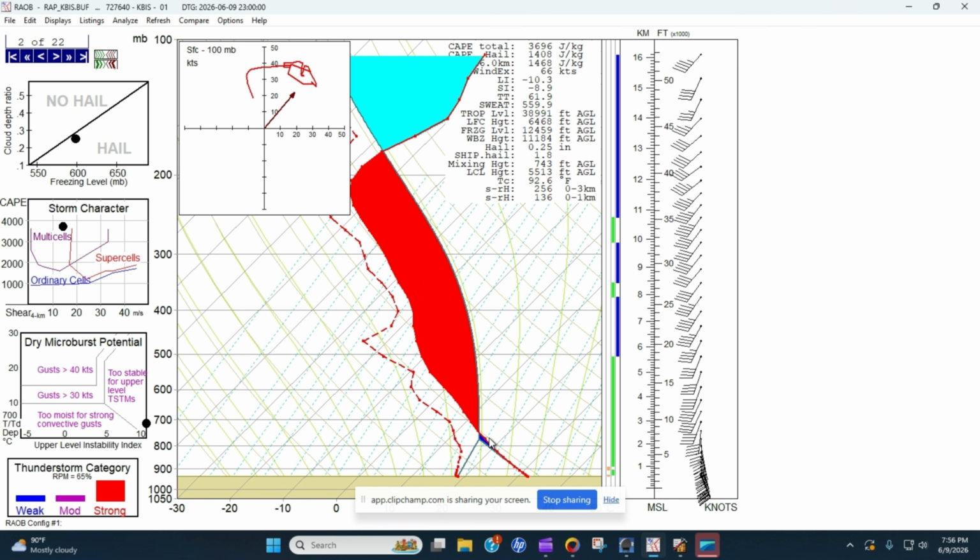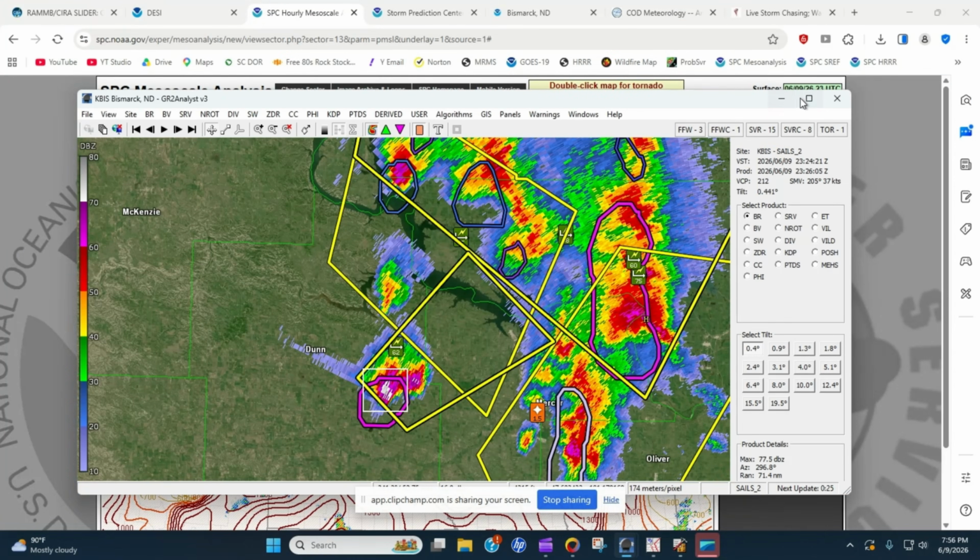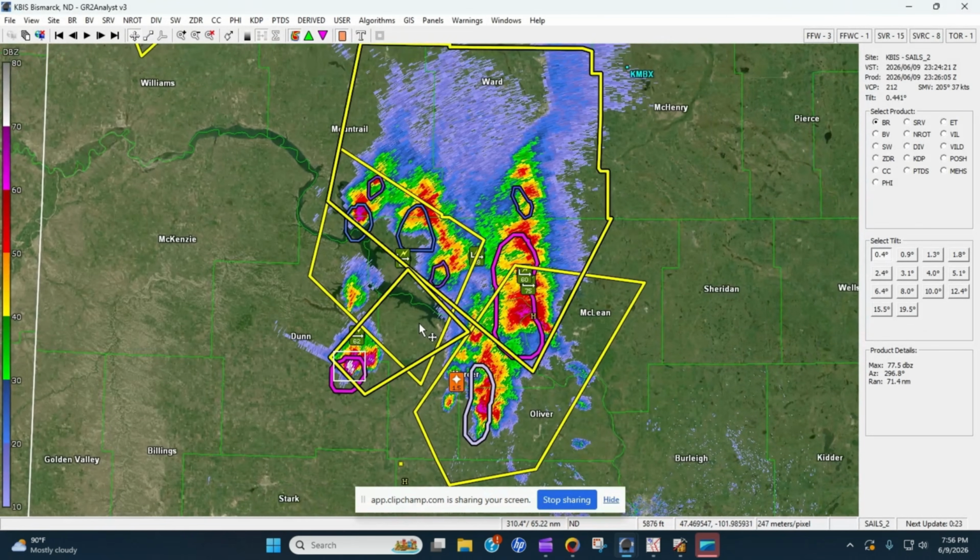So with a combination of low-level convergence and diurnal heating, if you can get your air parcel up to the level of free convection right here, that air parcel will ascend as it's warmer and moister than the environment around it. And as it ascends, it cools, condenses, and you get precipitation. We are getting thunderstorms developing across that area.